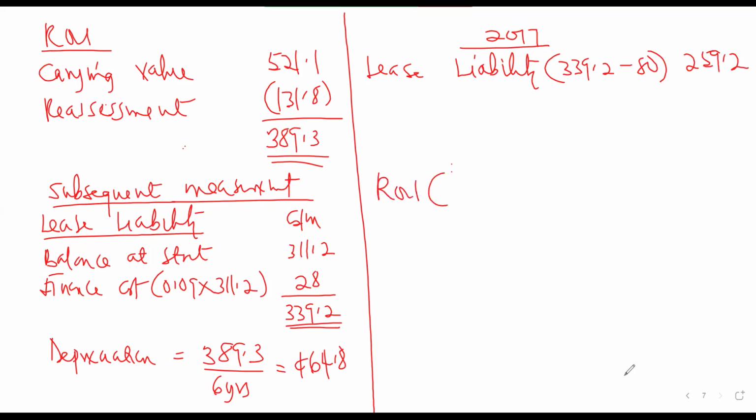What will be our right of use? Our right of use will be 389.3 minus the depreciation for the last year. I'm having 324.5. Let's now go to what they are saying again about this.